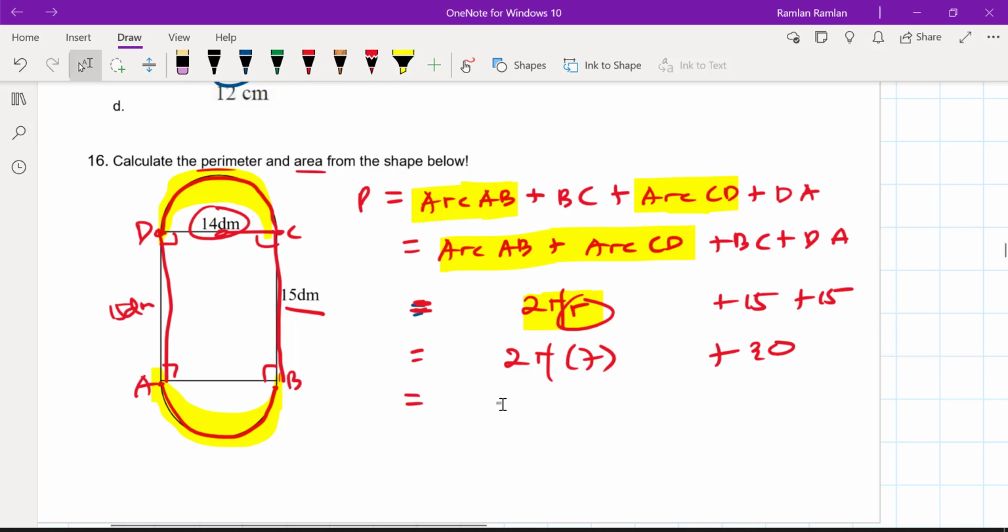They'll be around 73.98, or we can round it up. They'll be like 74 in decimeter. So this is the perimeter of the shape.